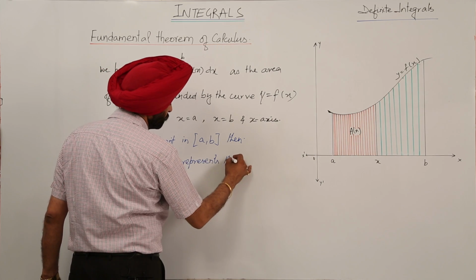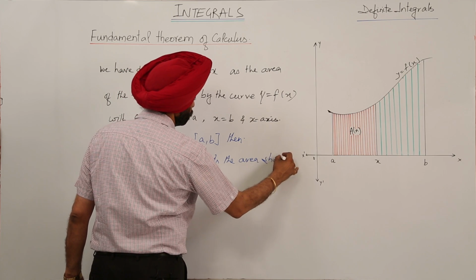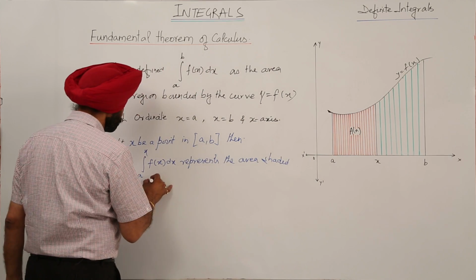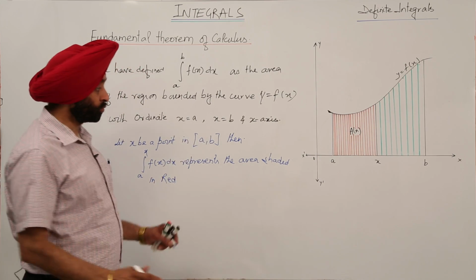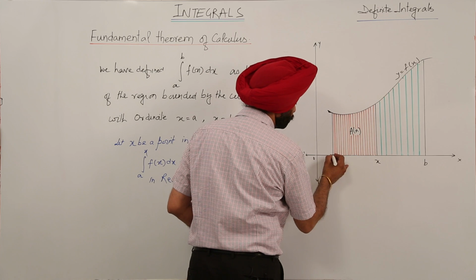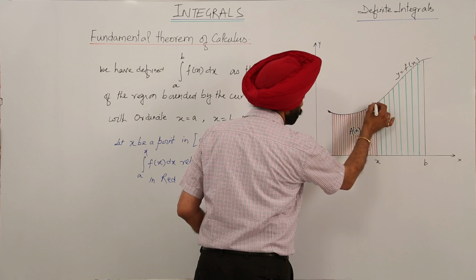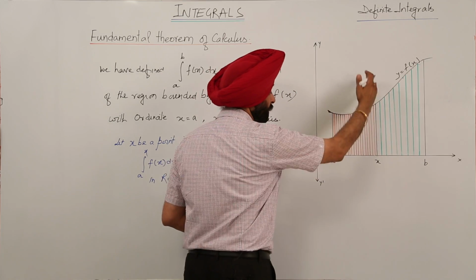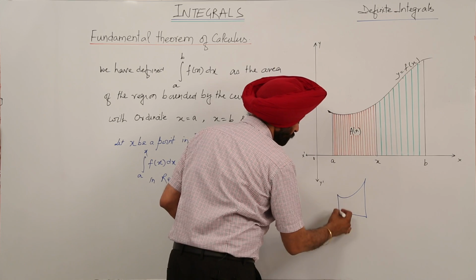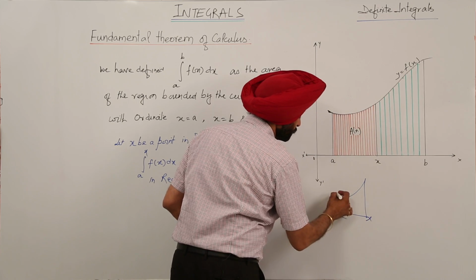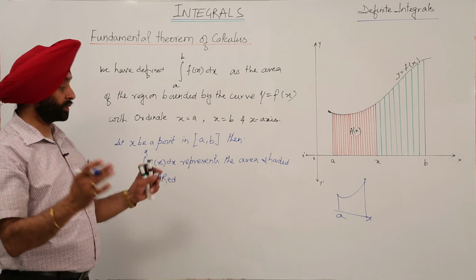it represents the area shaded in red. What is it representing? It is representing, starting from here up to here, this part and this part. This is a, this is x, and these are the two points on the curve. So this represents the area.